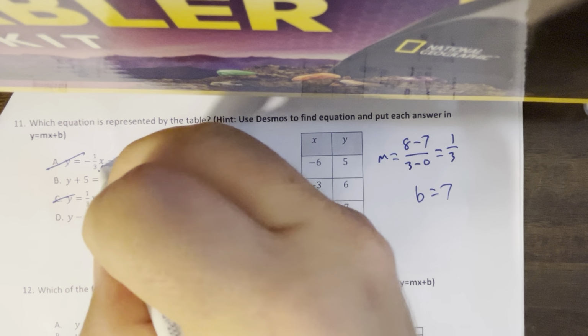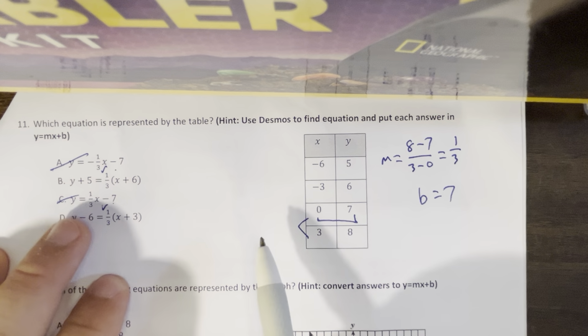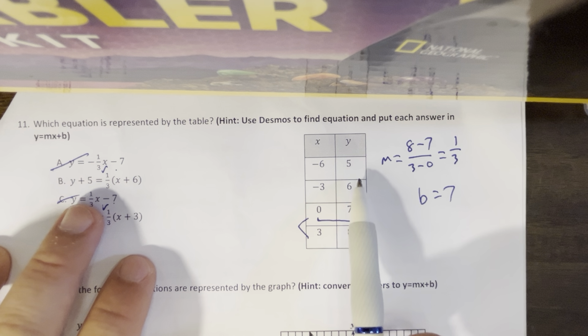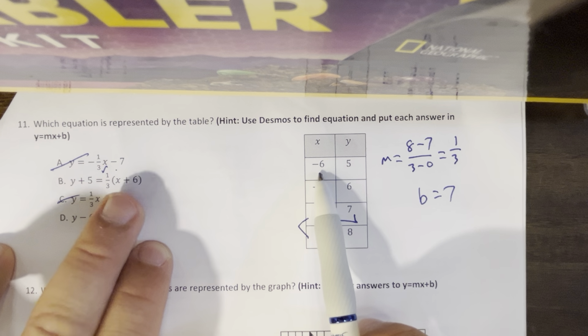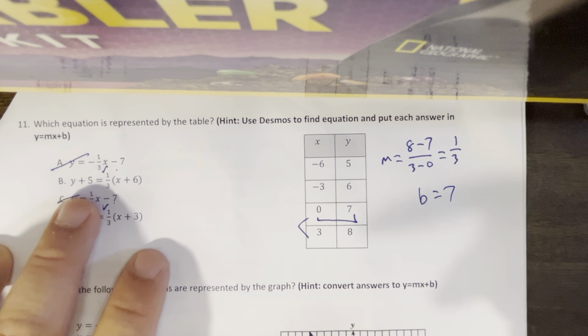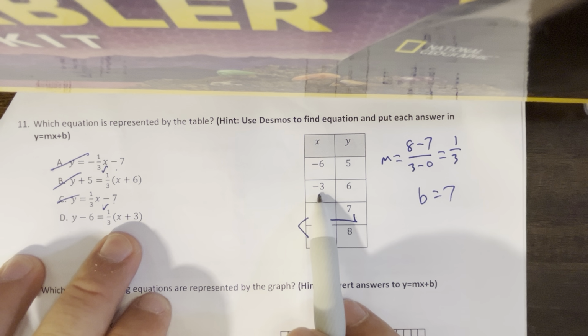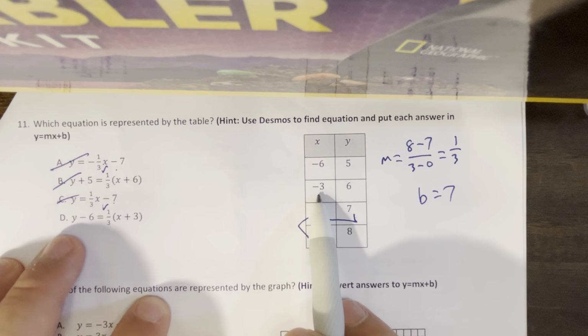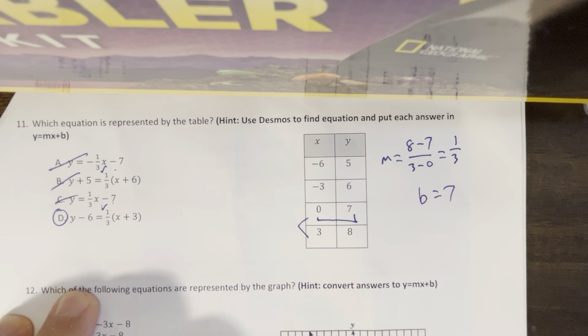Both of these have a slope of 1/3. And so then I can just check to make sure that they use the points correctly. For this one, it has an x of negative 6, which is good, but it has a y of negative 5, so it's not B. And then for this one, it has an x of negative 3, which is good, and a y of positive 6, so it's going to be D right there.